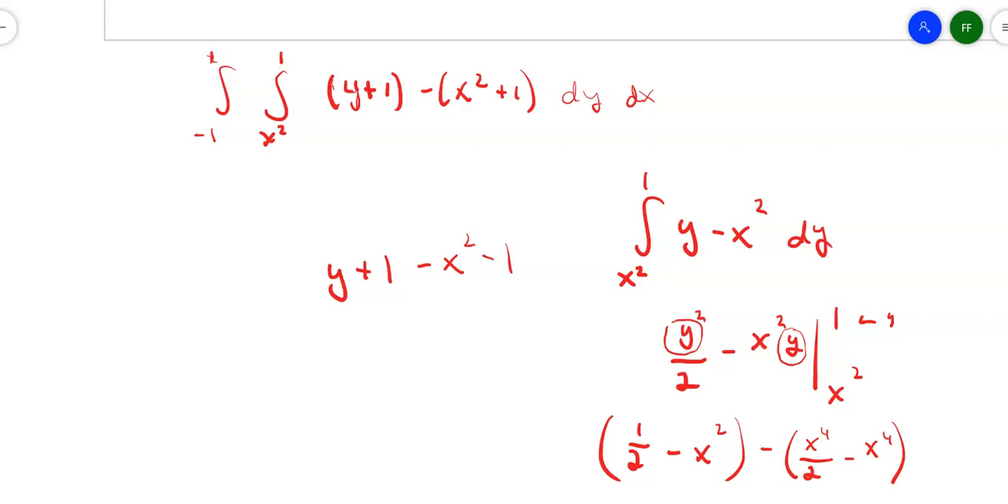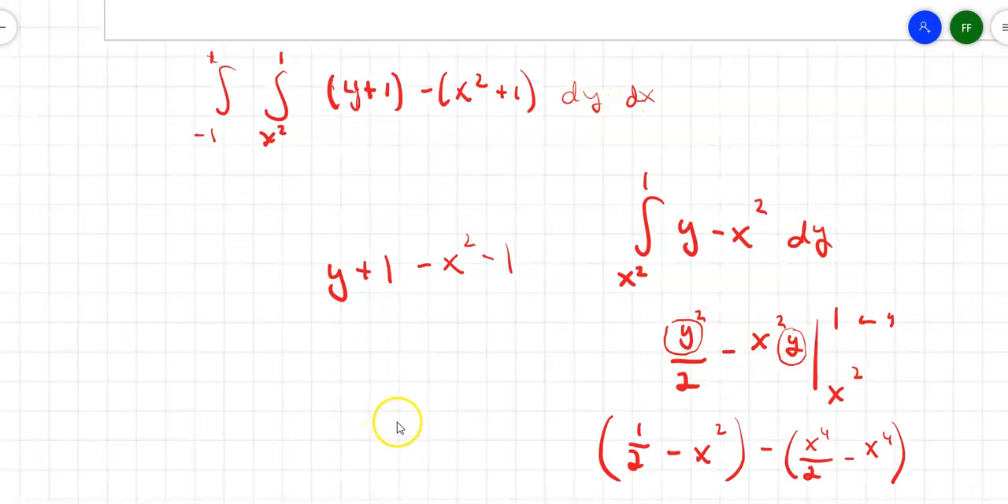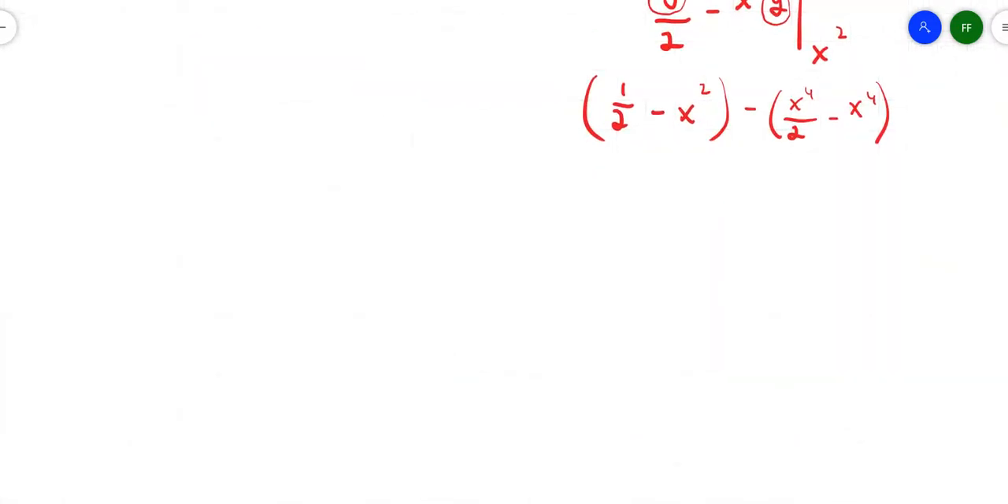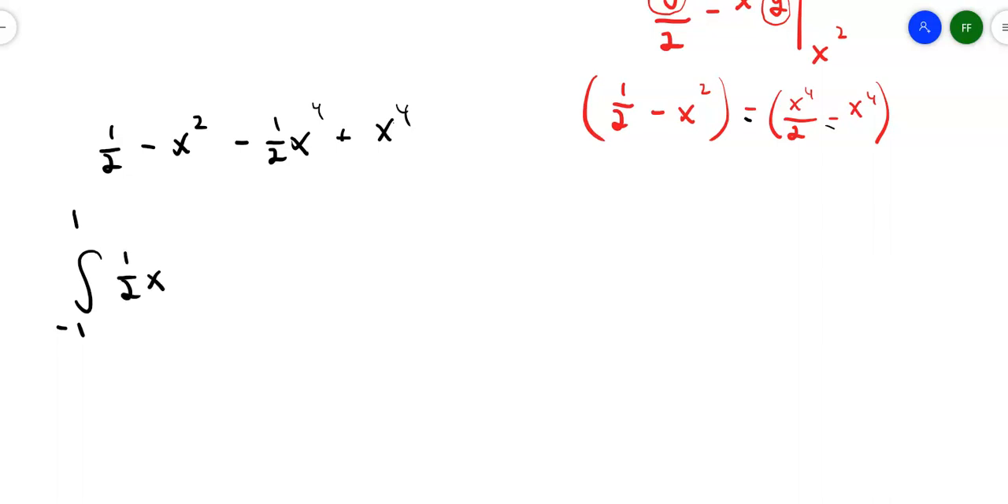All right, combine terms a little bit, simplify, and integrate with respect to x. All right, so if I simplify this, I get a 1/2 minus x squared minus a half x to the 4th, minus gives me a plus 1x to the 4th. So I got the integral from -1 to 1 of a half x to the 4th, right? Because that's what happens when I take 1 minus a half, minus x squared plus a half, integrate it with respect to x.